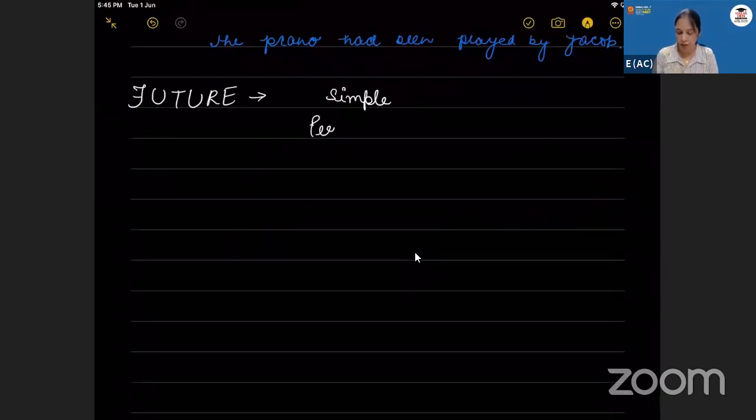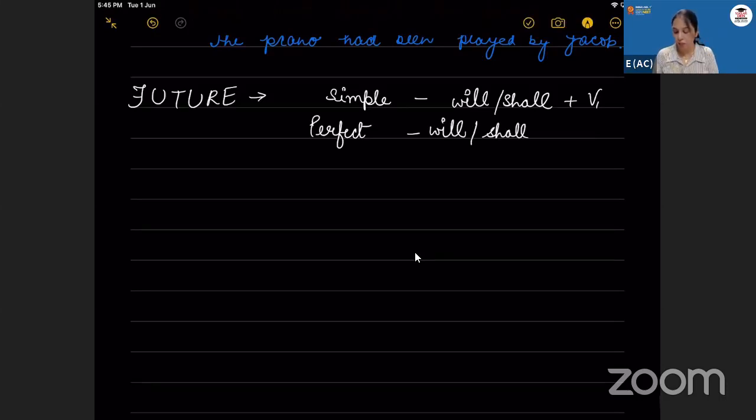For simple and perfect: for simple, it will be will or shall plus the base form of the verb. And for perfect, it is will or shall, it is mandatory to have, and the third form of the verb, the past participle, is already available with perfect tenses, whether in present, past, or future. So now I'm writing the example.